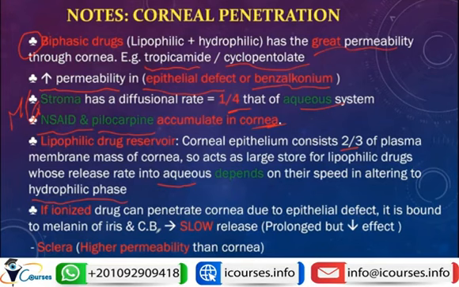The ionized drug, or the hydrophilic drug, can pass through the cornea if there is an epithelial defect, leading to binding to melanin of the iris and ciliary body. Since it is bound to melanin of the iris and ciliary body, it will show slow release. So this causes a prolonged effect, but also a minimal effect. It cannot produce the full therapeutic response because it shows continuous slow release of the drug.